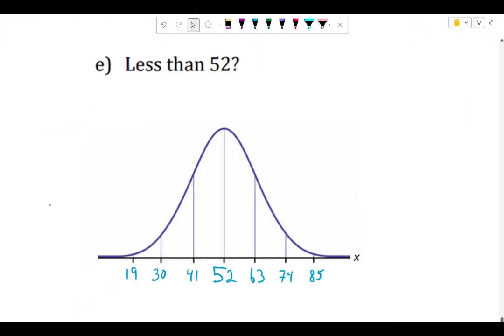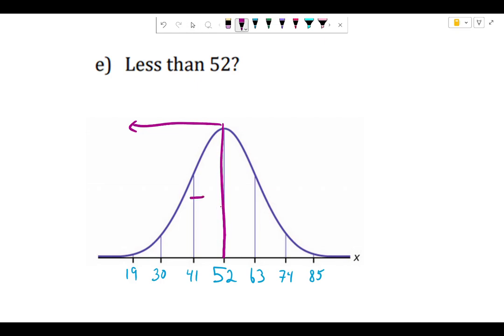And lastly, it asks for the percentage of data values that are less than 52. I kind of just gave that one away with the previous example. It would be 50%, because again, this is a symmetric distribution. 50% of the data values are to the left of the mean, and 50% are to the right of the mean. So that is how we use the empirical rule to find the percentage of data values within different regions of the normal distribution.